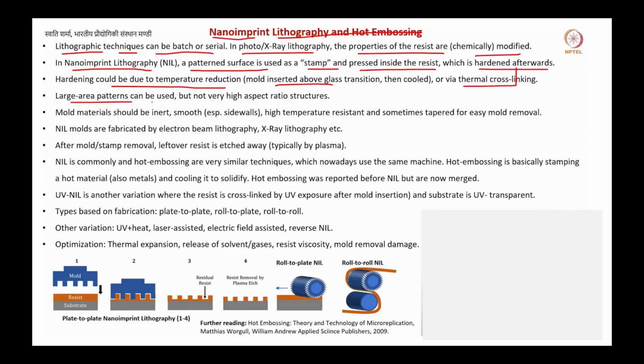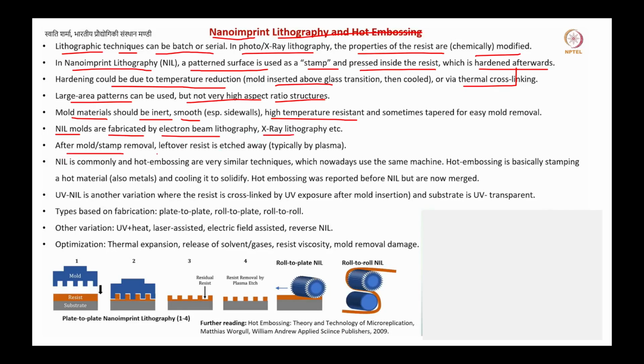Large area patterns can be used, but very high aspect ratio structures would not be used. Mold material should be inert and smooth, especially the side walls which make contact, and it should have high temperature resistance. Sometimes it is tapered for easy mold removal, so that your mold can be easily removed. These molds are fabricated by electron beam lithography and X-ray lithography, etc.